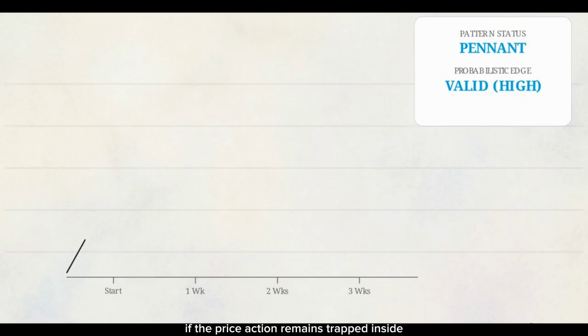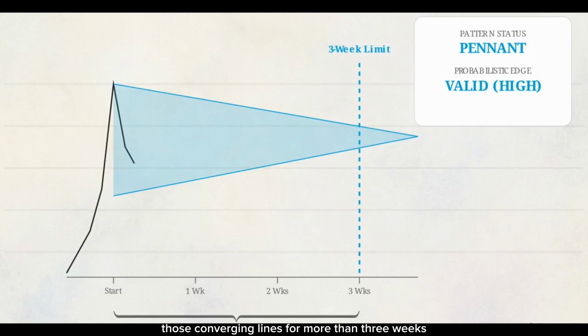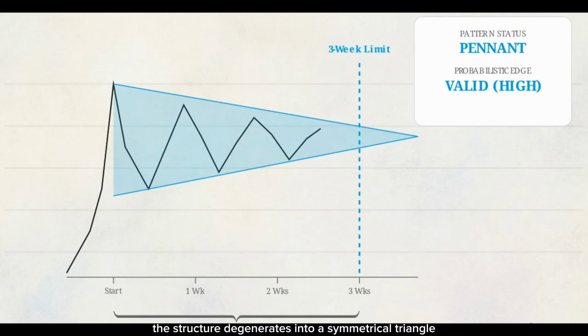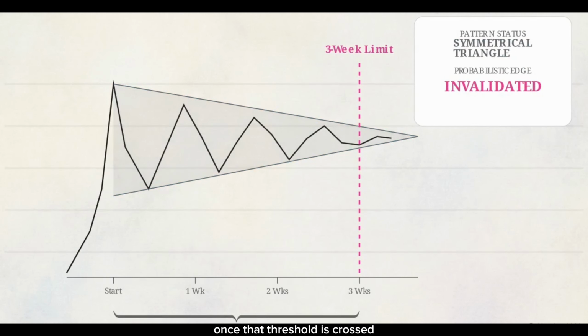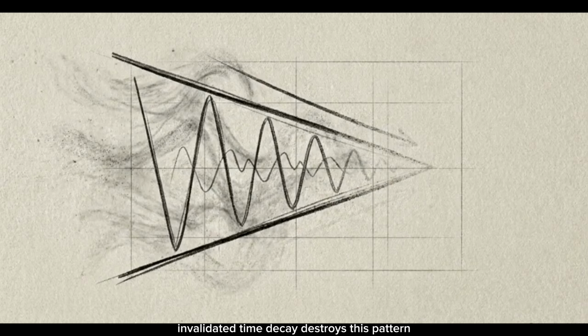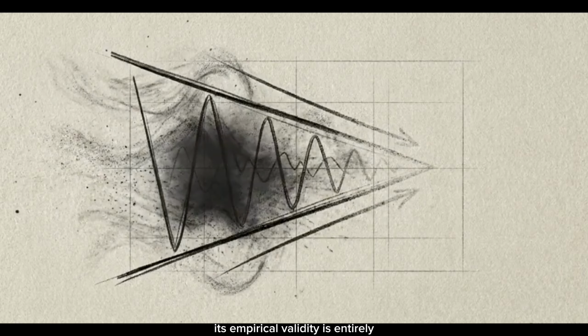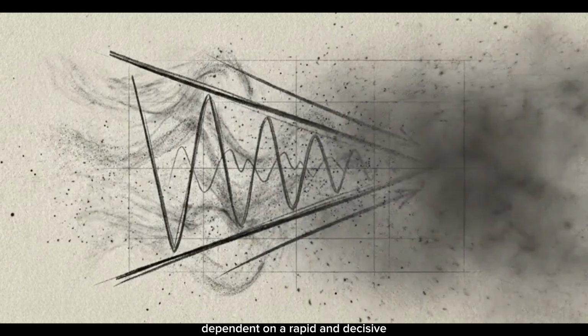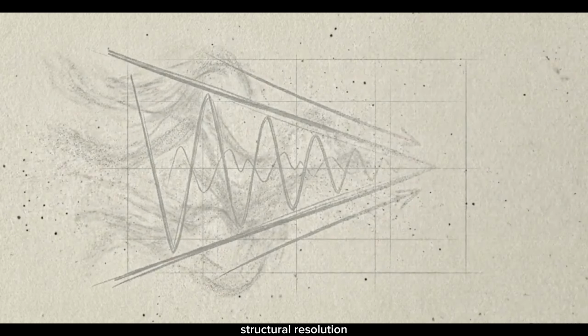If the price action remains trapped inside those converging lines for more than 3 weeks, the structure degenerates into a symmetrical triangle. Once that threshold is crossed, the specific probabilistic profile of a pennant is entirely invalidated. Time decay destroys this pattern. Its empirical validity is entirely dependent on a rapid and decisive structural resolution.